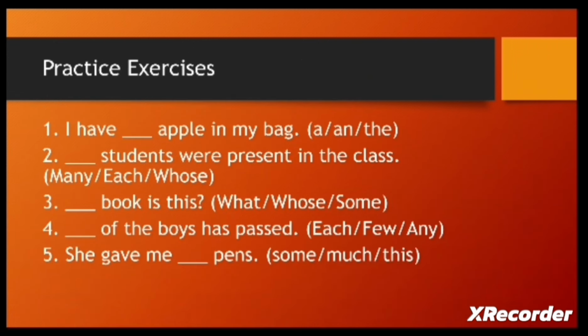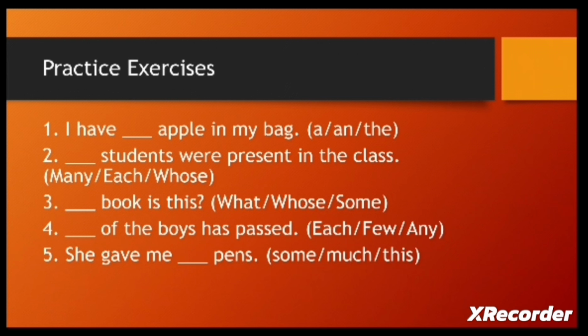Now here we have a practice exercise. Take a notebook and start writing the answers. At the end I'll show you the correct options, but before that you have to choose on your own. I have dash apple in my bag. Options are A and D. Next is dash students were present in the class. Options are many, each and whose. Choose the suitable answer and write it down in the notebook.